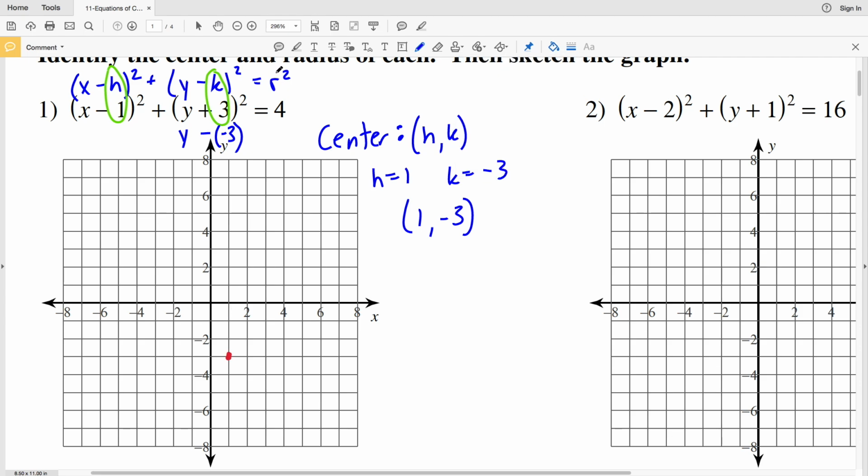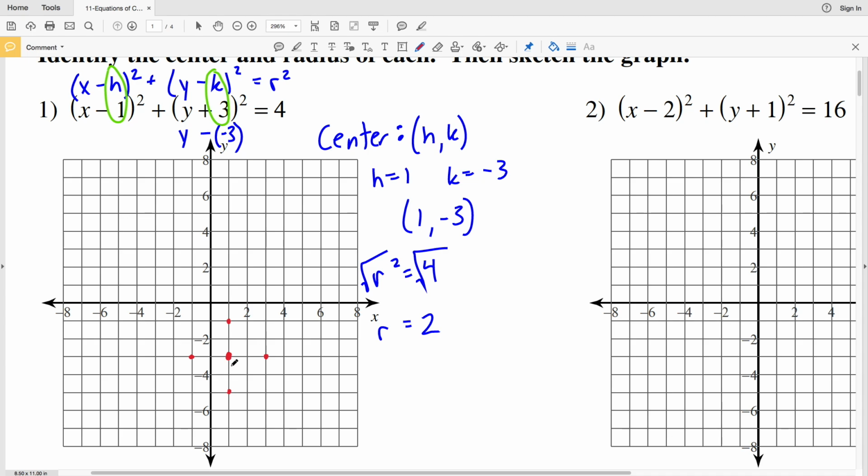Next, we'll solve for our radius. We have that r² equals 4. So we'll take the square root of both sides to get that r is equal to the square root of 4, which is 2. With a radius of 2, I can go 2 away from this center point. If I go 2 up, 2 to the right, 2 to the left, and 2 down, each is a point on the edge of the circle.